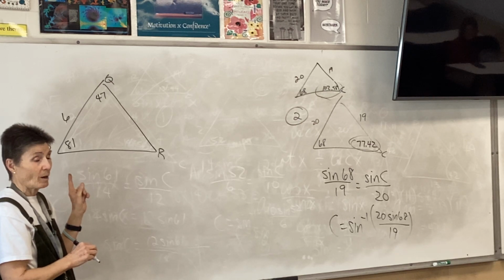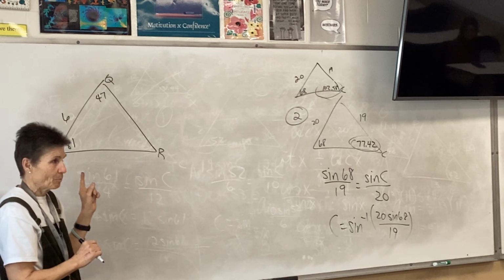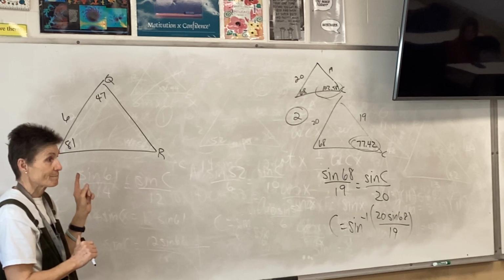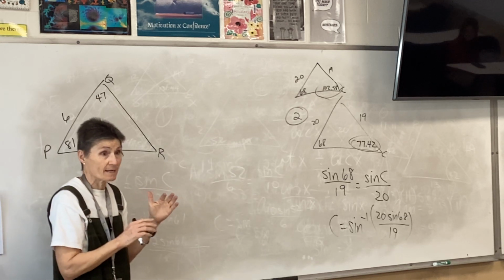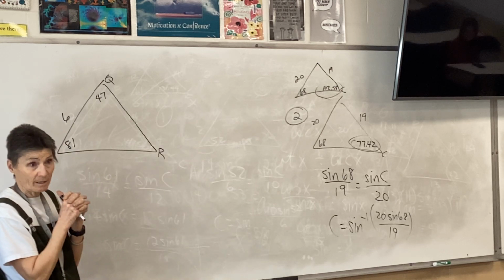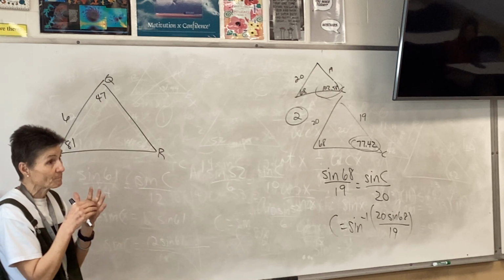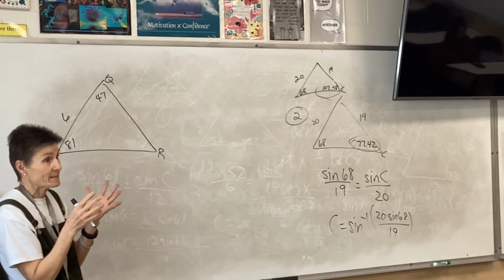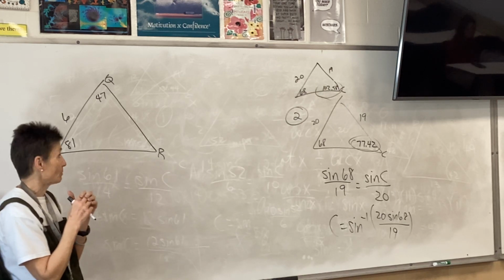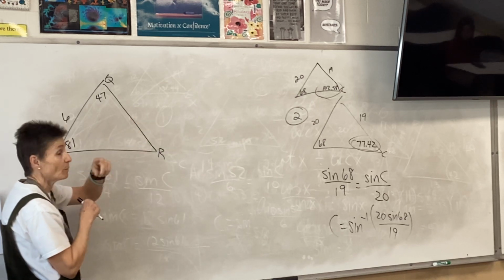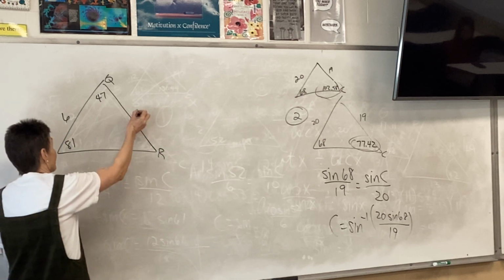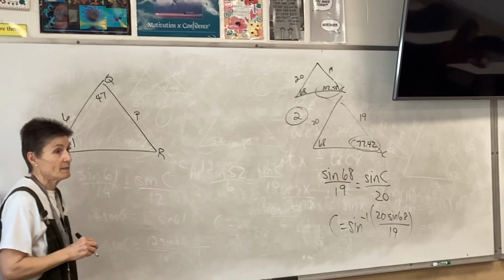What do I wish I had? I wish I had another side, right? Because to use Heron's formula, I need all the sides. But to use the other formula, it's 1/2 side, side, sine. So I'm gonna have to find a side. I don't care which one you find. Which one you want to find? You can find Q or P. Which one you want? P? Then we'll go with P.